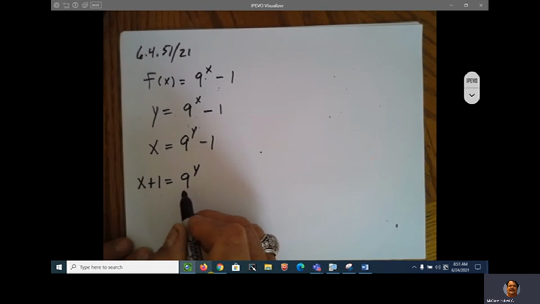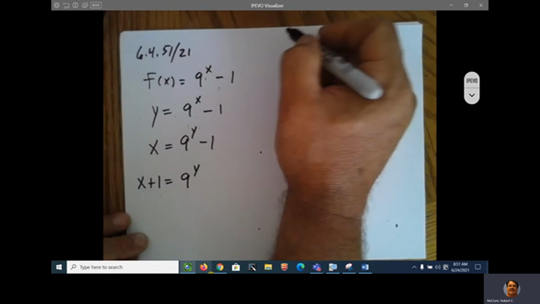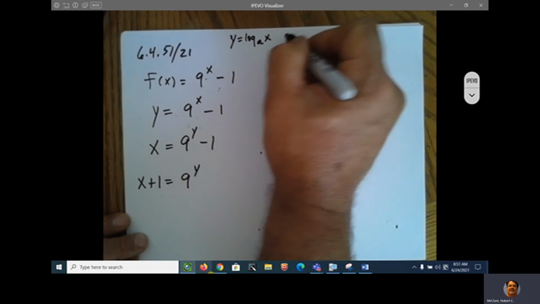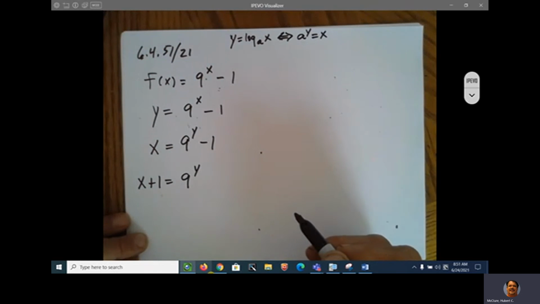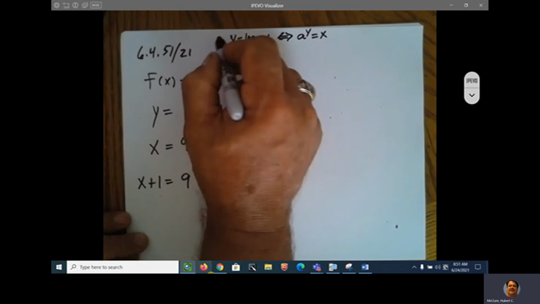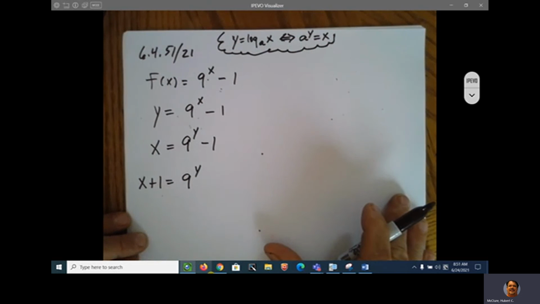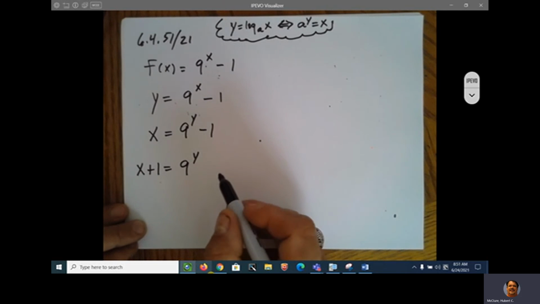Now you got the definition of a logarithm. A to the y is equal to x. Okay, I'll write the definition of logarithm up here. Y is equal to log base a of x yields a to the y is equal to x. And that's one of the first things I talk about in my videos. If you don't know the definition of a logarithm, you don't need to take the test, because the definition of a logarithm can be used to solve equations, to simplify equations, and it's just a tool that if you don't know it, then you're in trouble.